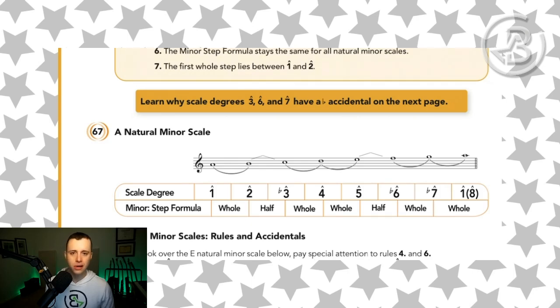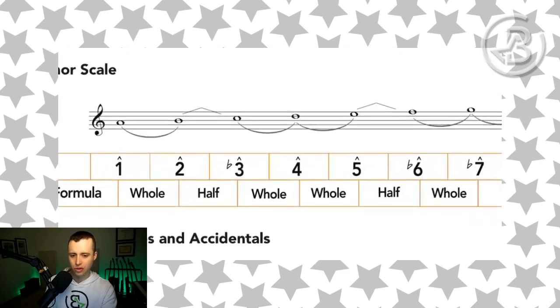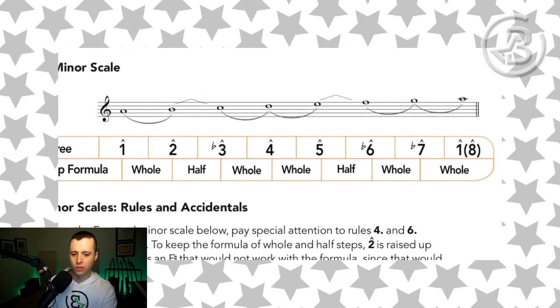So just like with the major scale, how we went whole, whole, half, whole, whole, whole, half, for the natural minor scale, we go whole, half, whole, half, whole, whole, and it works the same way as the major scale. So scale degree 1 to scale degree 2, there's a whole step between them. Same as the major scale.